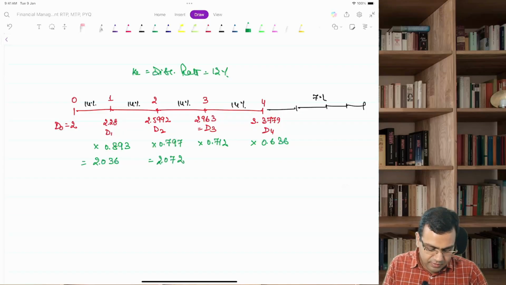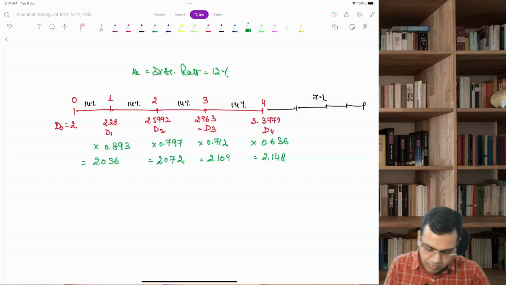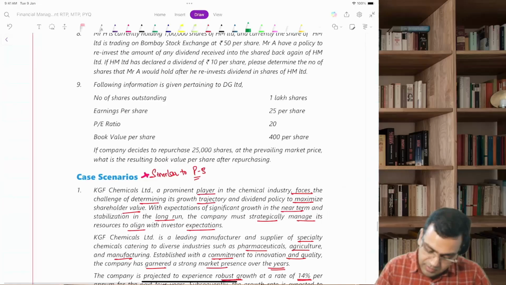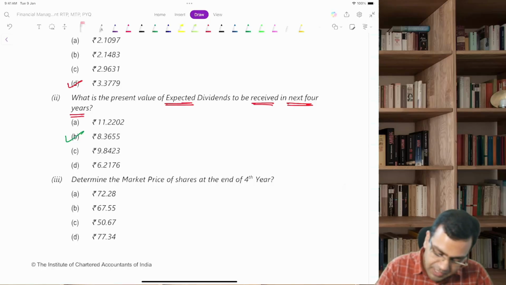2.072. Then 2.963 multiplied by 0.712, that comes to 2.109. 3.3779 multiplied by 0.636, that comes to 2.148. Now I'll take the total of this, 2.036 plus 2.072 plus 2.109 plus 2.148. So that comes to approximately 8.365. Let's see if we have some nearest answer. 8.3655, that is option B for us.